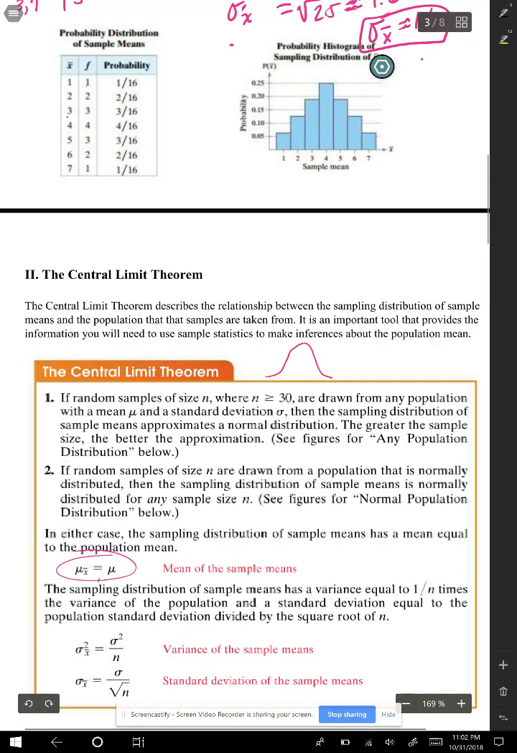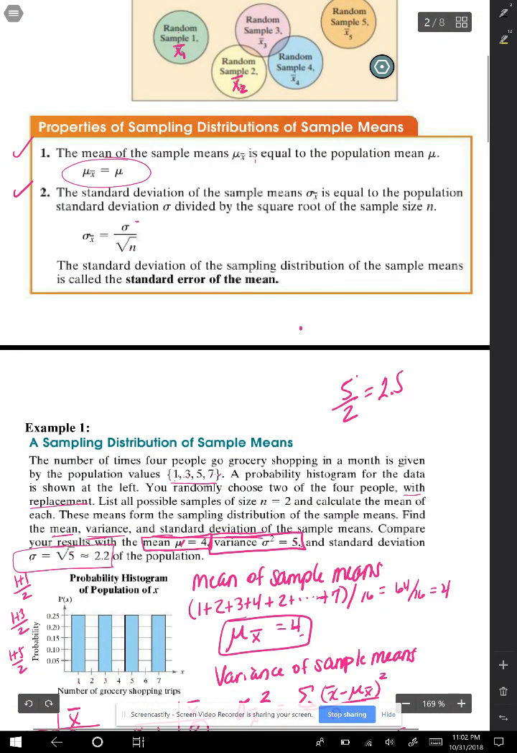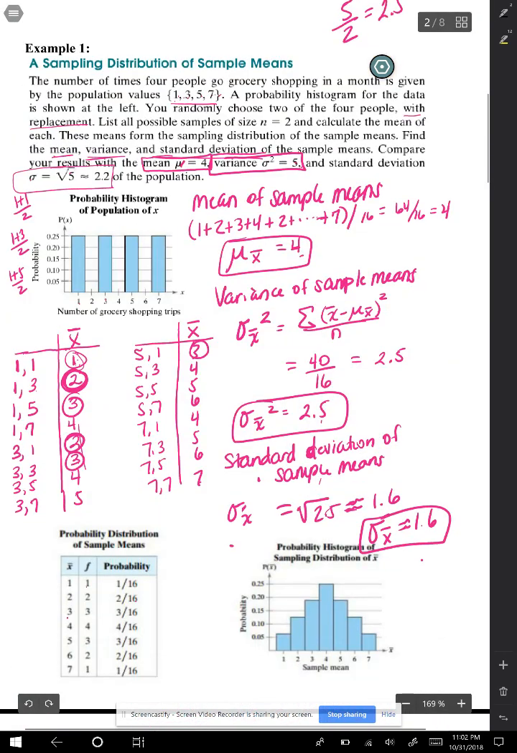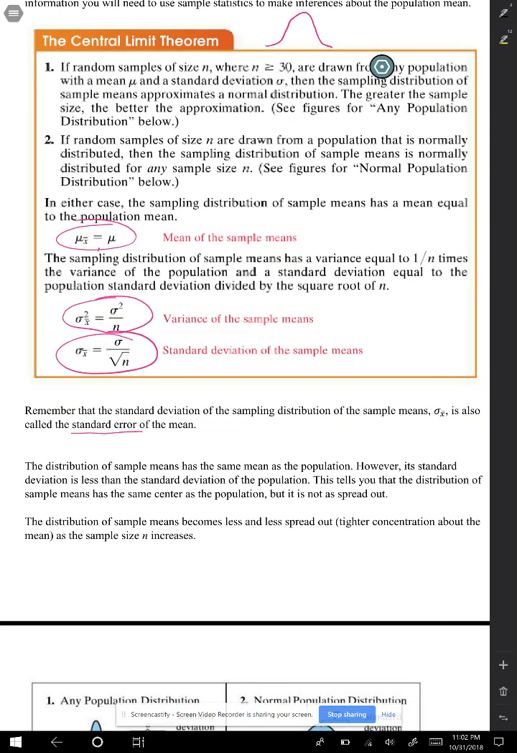So if you'll recall, we didn't have them written out exactly like this. We had the standard deviation, we didn't have the variance, but that's again what we have up here. So this is putting those pieces of information into a formula. Remember that the standard deviation of the sampling distribution of sample means is also called the standard error. So the problem may ask you to find the standard error. They mean you're finding the standard deviation of the sampling distribution of sample means.